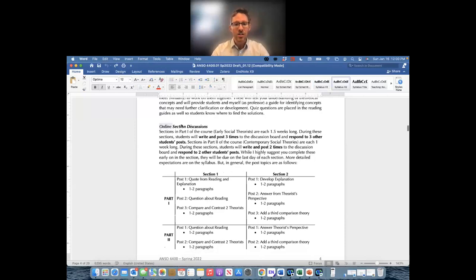Every section has a series of discussions that you need to be participating in. Because there's no classes, this is going to be the main way that we create a class-like environment. So it's required that you are interacting with each other. For the first couple sections, they are about 1.5 weeks long, which is about 3 class periods.